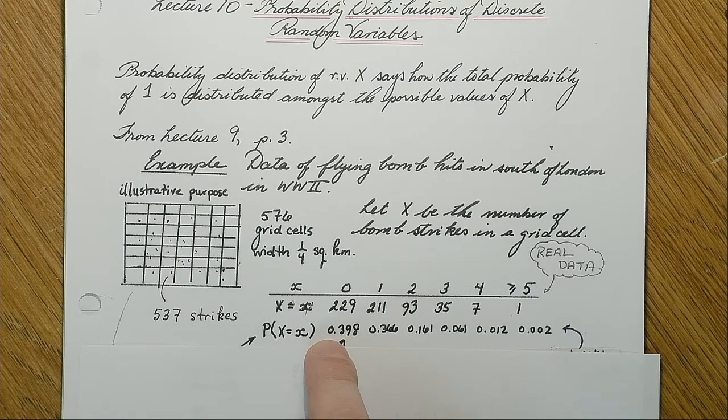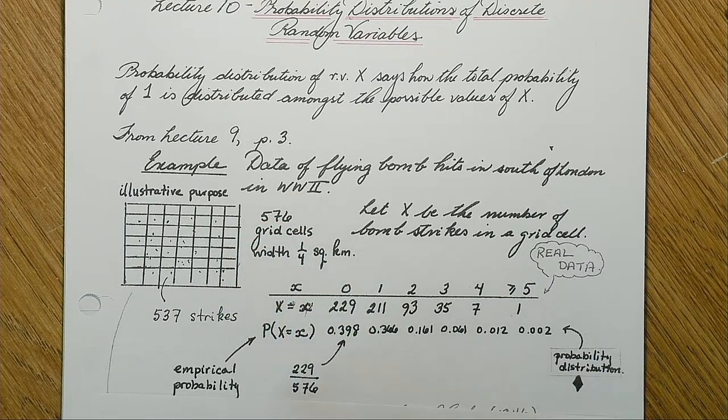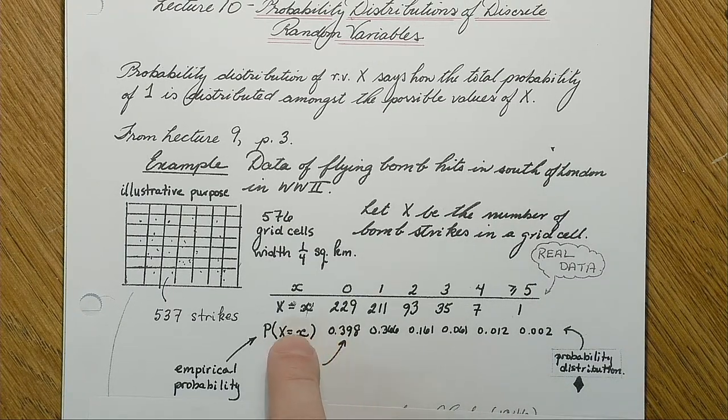We're told that there was a total of 537 strikes in total, and that we had 576 grid cells, and so all we have to do is calculate the probability for that. It's the empirical probability here. And we said that this row, the probability associated with each value that the random variable X can take on, is called the probability distribution.